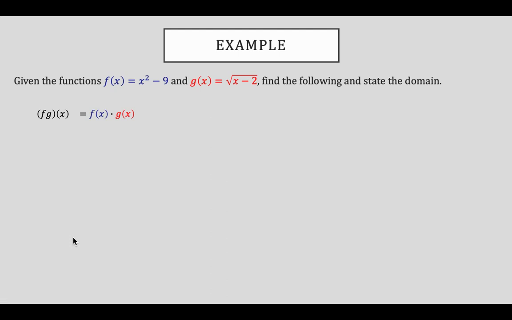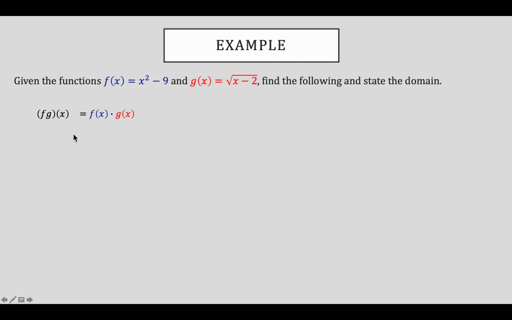Let's look at another example of basic combinations of functions. So now we have two other functions. Given the functions f of x is equal to x squared minus 9 and g of x is equal to the square root of x minus 2, find the following and state the domain.